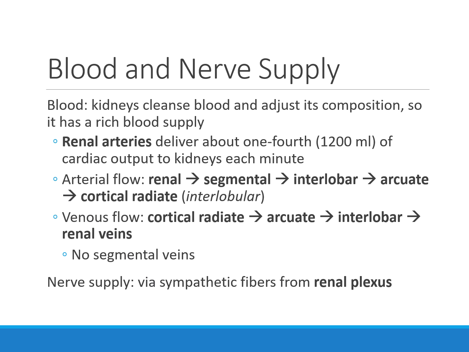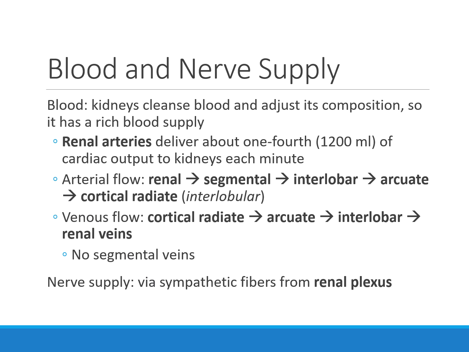So what about the blood and nerve supply to the kidney? The kidneys cleanse the blood, and so they also adjust its composition. So it obviously has a very rich blood supply. The renal arteries, if you remember, came off the abdominal aorta, and they deliver approximately 1/4 of the cardiac output to the kidney every minute. So within 4 minutes, the entire cardiac output has been cleaned, or at least run through the kidneys.